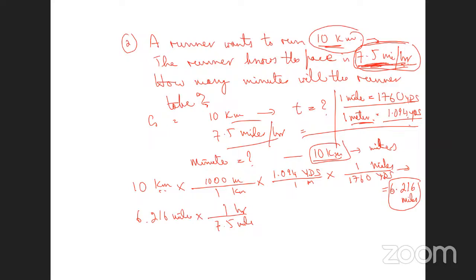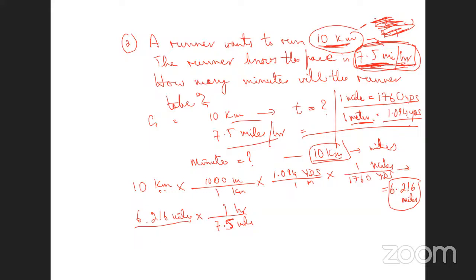The easiest way to explain is that at 7.5 miles, they're doing 1 hour. If this 10 kilometers became 7.5 miles, it will take 1 hour, because if the person is running 7.5 miles for an hour, you divide by 7.5, right? That's how you get 1. Similar to that, 6.216, I had to divide by 7.5. That's why I write it at the bottom. Why did I write 1 hour there? Because I need to cancel 1 hour to get into minutes.